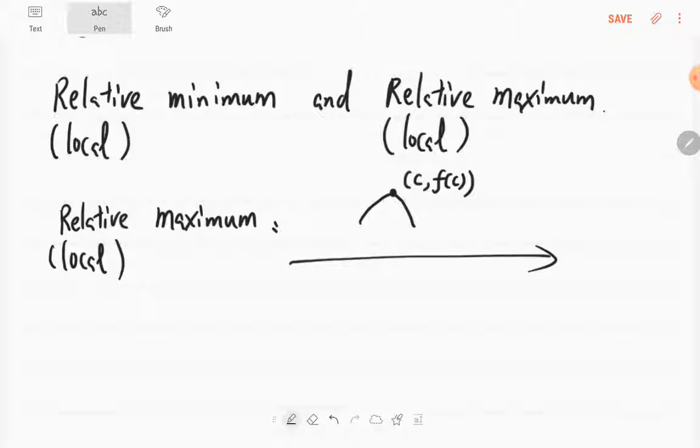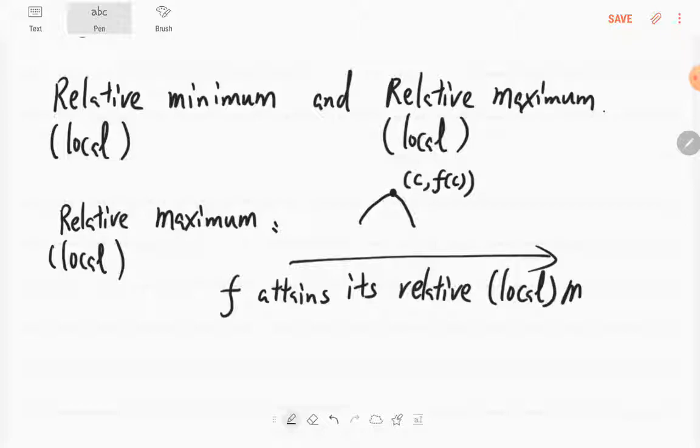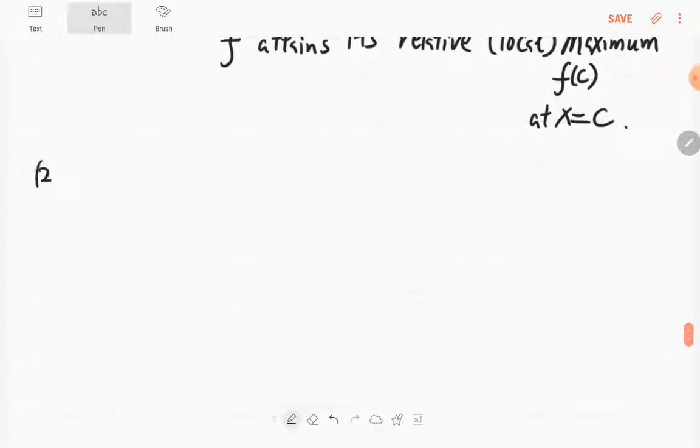So this is the peak point, right? So we say that f attains its local or relative maximum, which is f of C at the point x equals C. Okay, so this is the relative maximum or local maximum, or relative minimum or local minimum.